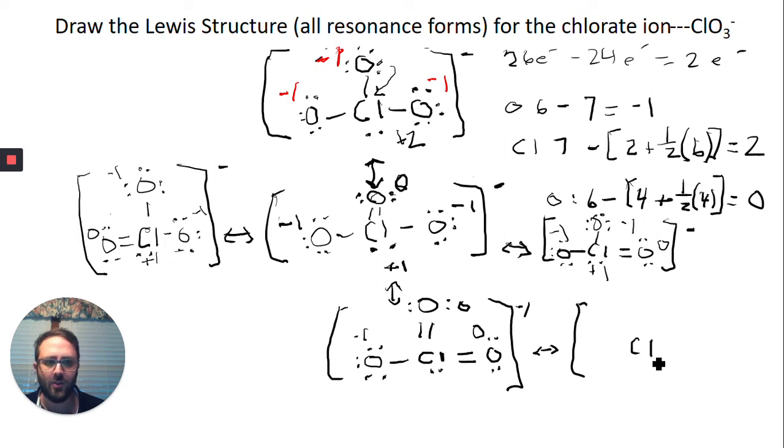So we still have this chlorine. Okay? We could have this double bond here. We could have the double bond here, and this would make a single bond. So we would have 1, 2, 3, 4 valence electrons. 1, 2, 3, 4, 5, 6 valence electrons. 1, 2, 3, 4.